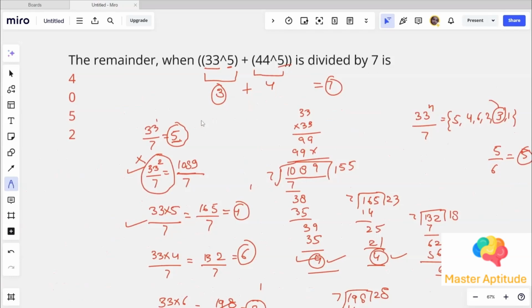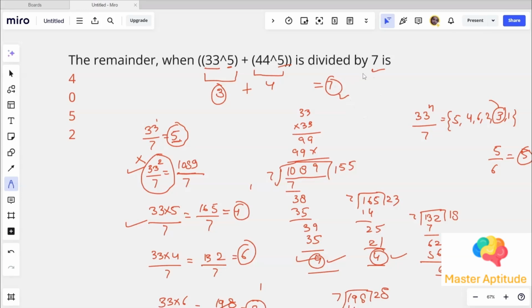But let me tell you, the remainder cannot be equal to or greater than the divisor. Basically the question is asking for the remainder. So this is the remainder and this is the divisor. And the rule, this is the universal truth, is that the remainder cannot be greater than the divisor or equal to the divisor.